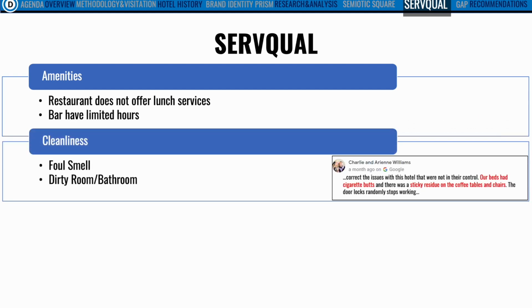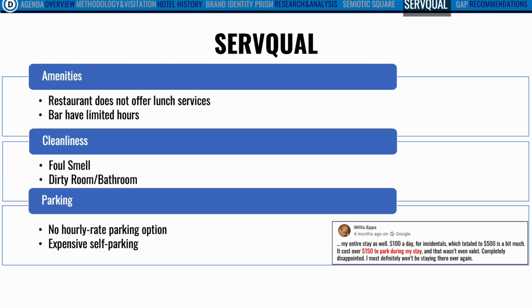In terms of cleanliness, there were many reviews mentioning foul smells in the parking area, including the stairs and elevators in the parking garage. Both the rooms and bathrooms were filthy upon check-in. Many guests even found strands of hair and stains on the bedsheet and in the bathtub.